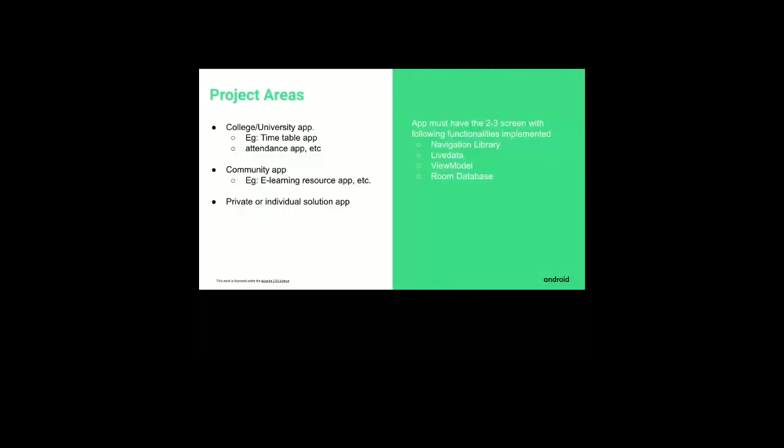The app should have 3 screens, and the following functionalities should be implemented in the app: the navigation library, data and view model, and database. These 4 functionalities should be implemented in your app, and they are all covered in your course itself. The course has taught you everything required to build a fully fledged app, you can say.